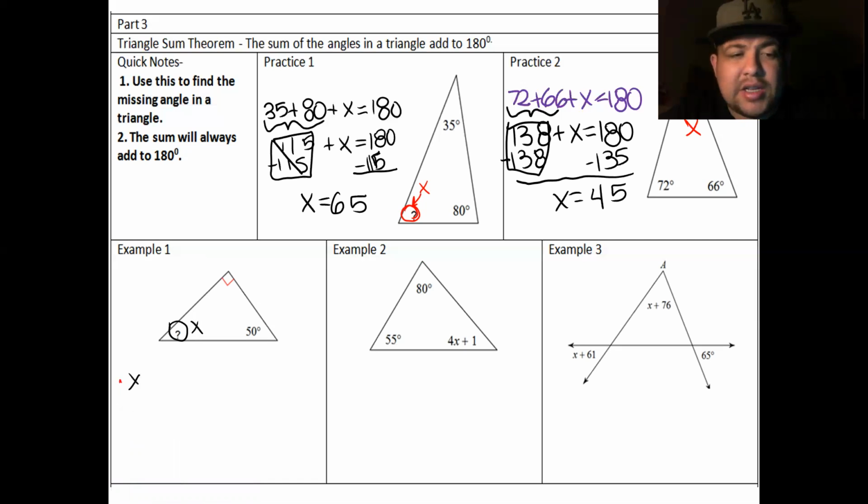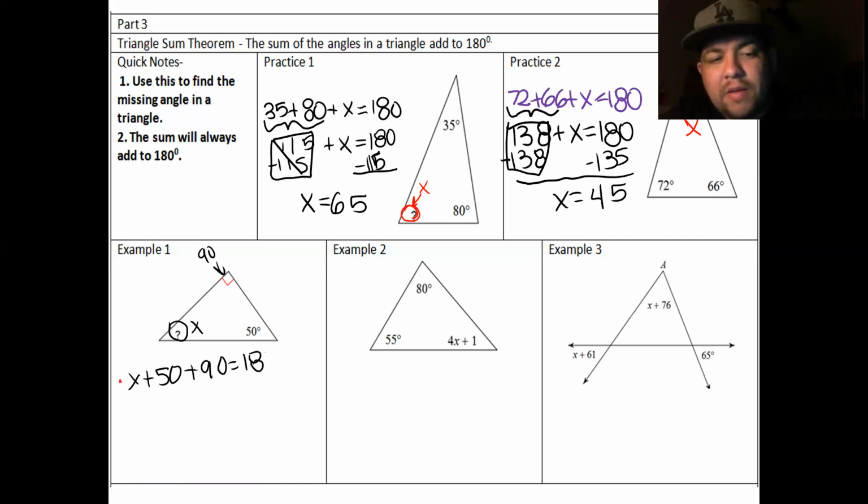So I'm going to say x plus 50. I know that this angle is a right angle, so I know that to be 90. So I'm going to say plus 90 is equal to 180. I'm going to add these up and get 140 plus x is equal to 180. I'm going to subtract out 140 from both sides. The 140s cancel, and we're going to be left with x is equal to 40.